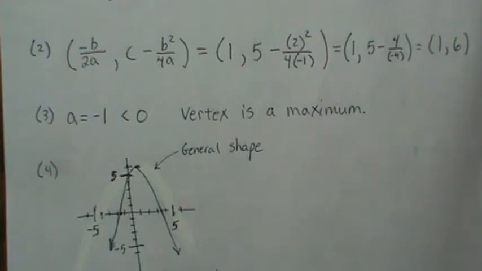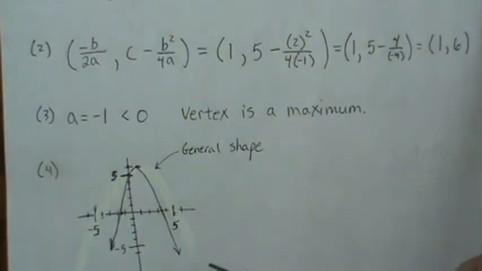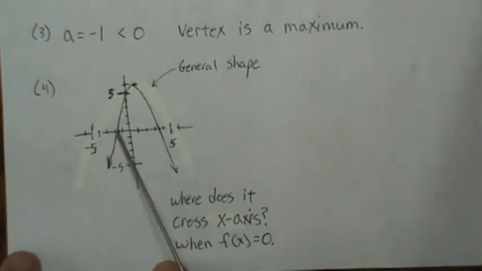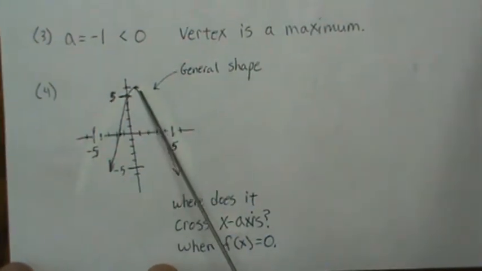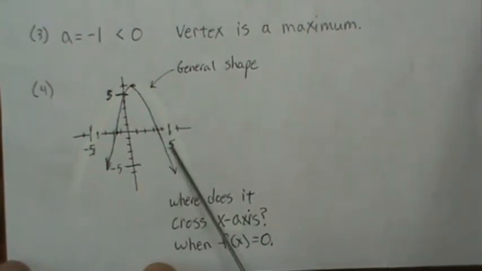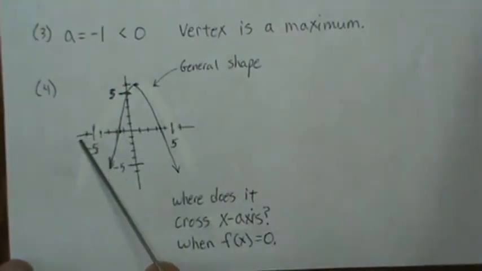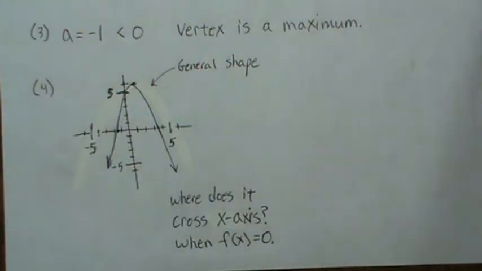Okay? But there's one more topic to this video, and then we'll be finished. It's, where does it cross the x-axis? How do we find that? The answer is when f of x equals 0. f of x is the vertical value, so if we cross the x-axis, that means f of x, or y, equals 0. So the next quick topic is how to find where it crosses the x-axis.